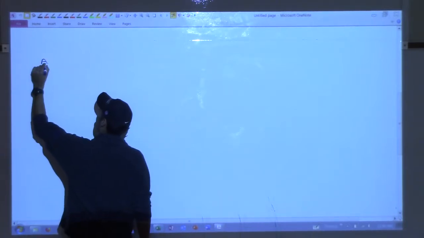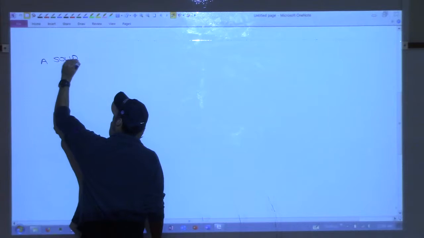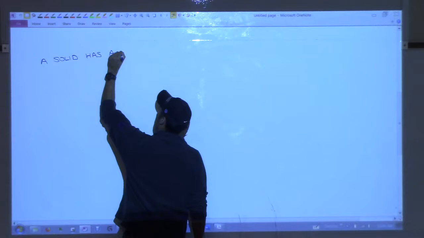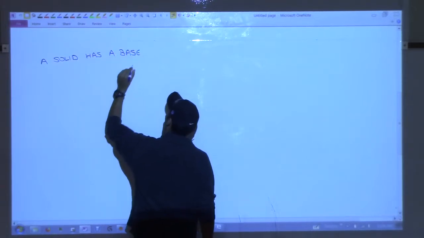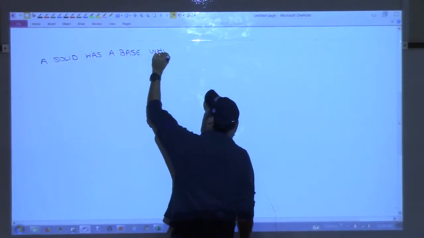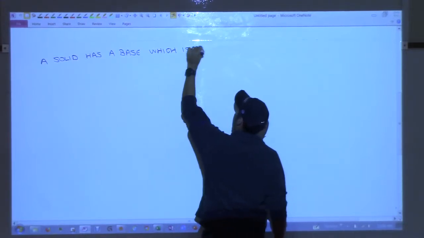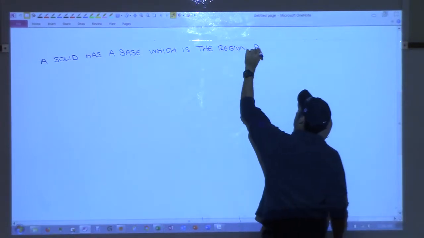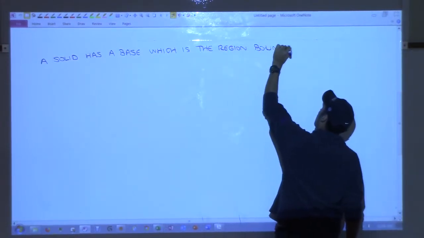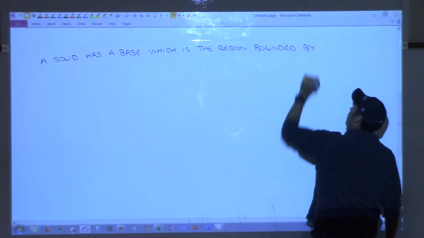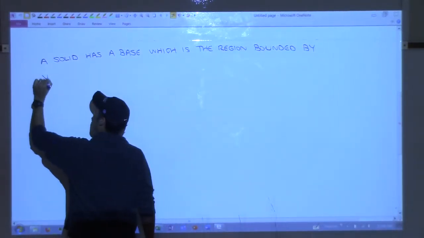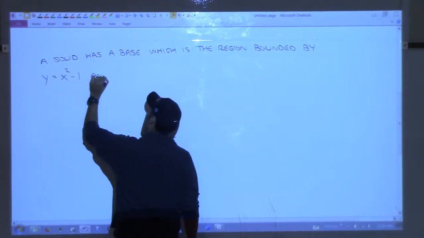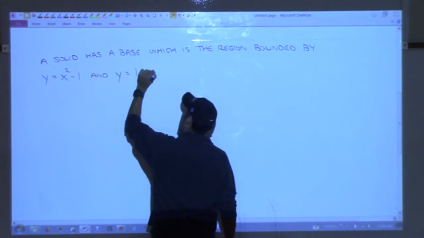A solid has a base which is the region bounded by y equals x squared minus 1 and y equals 1 minus x squared.